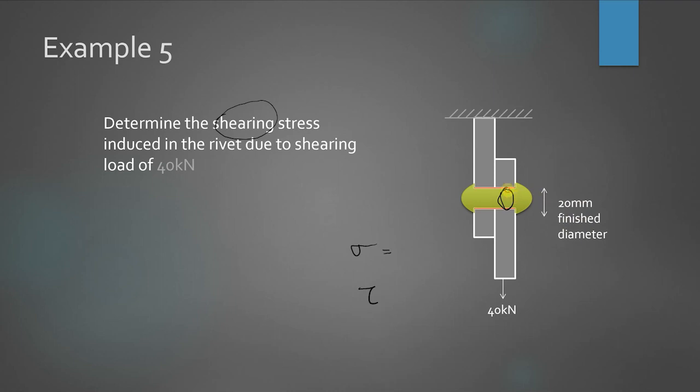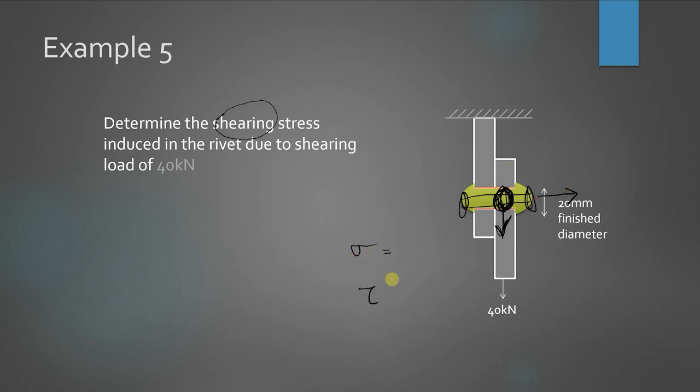20 mm diameter. So the rivet is here. The rivet is here. Okay. So this surface, meaning that rivet, is parallel with the force. It is not perpendicular. If the force were perpendicular to that area, then it would be sigma.